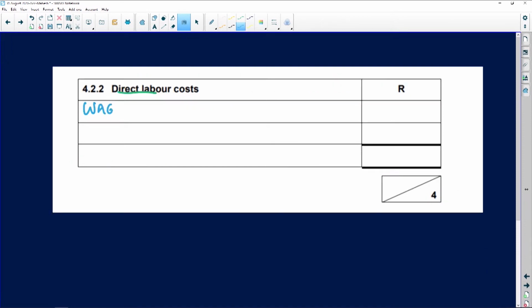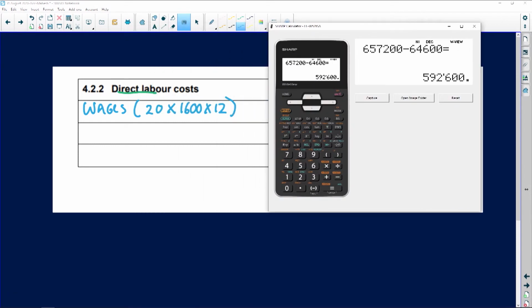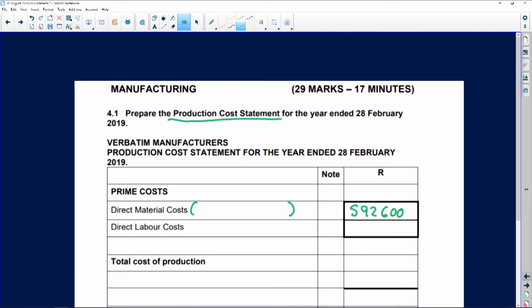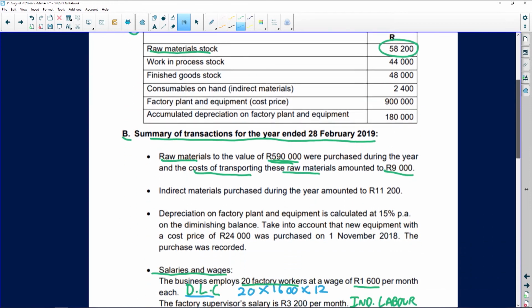We're calculating wages, in brackets. I'm just going to repeat the calculation. We've got 20 workers earning 1,600 Rand per month, and they're going to work for 12 months. If they worked for less than 12 months, they would have mentioned that in the information. So 20 times 1,600 times 12 gives me a yearly wage of 384,000. What else do I need to look for? I need to look for any additional contributions made by the business. Let's go back to the same bit of information that we looked at earlier on.